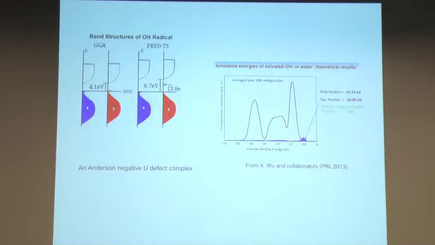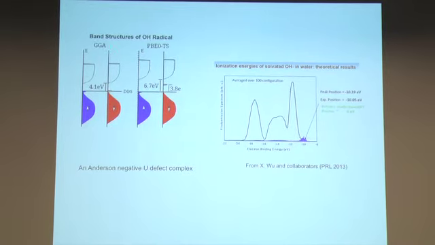It's a fleeting defect, but it's quite important as it promotes the oxidation reaction. So that is the kind of thing that we would like to study. And one can see here the band structure and a schematic plot of the density of states when we do this calculation for the radical. This is done in a spin polarized calculation.